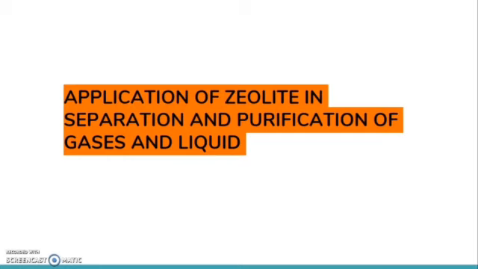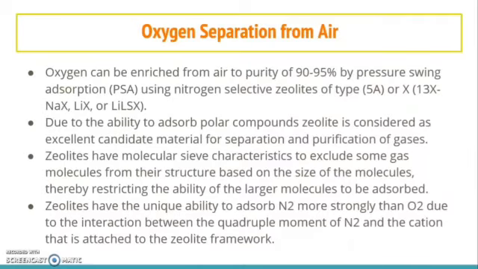Okay, so I'll continue the presentation with application of zeolite in separation and purification of gases and liquid. So there are two applications that will be discussed today in this presentation. The first one is oxygen separation from air. The oxygen can be enriched from air to purity of 90 to 95% by pressure swing adsorption. This process uses nitrogen selective zeolites of type 5A or X. The 5 Angstrom is the size of the pore of the zeolite.